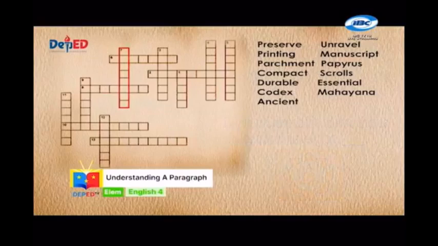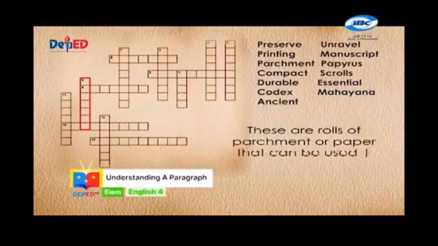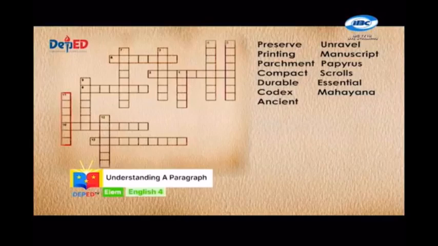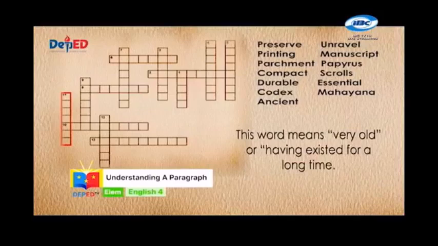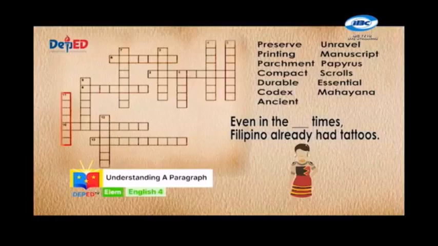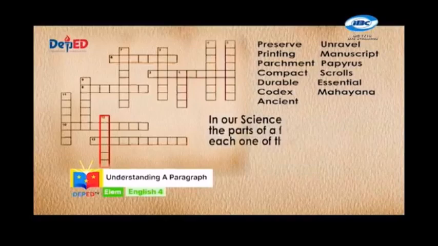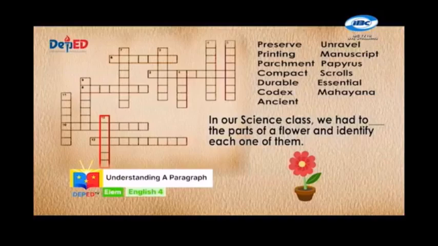Number 9. 7 letters. It is a roll of parchment or paper that can be used to write on or paint on. For our project in English, we were assigned to write slogans on. Number 11. 7 letters. This word means very old or having existed for a long time. Even in the times, Filipinos already had tattoos. And number 12. It means to separate into parts. In our science class, we had to the parts of a flower and identify each one of them.